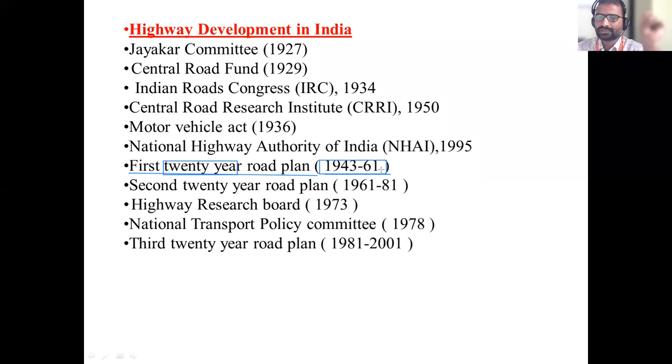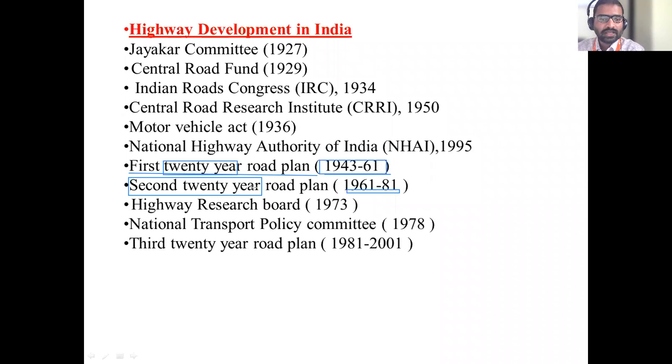Okay, in the exam he may ask what is the time period for the first 20-year plan, that is 1943 to 1961. Okay, coming to the second 20-year plan. The first 20-year plan completed in 1961, correct. So the second 20-year plan started from 1961 to 1981.